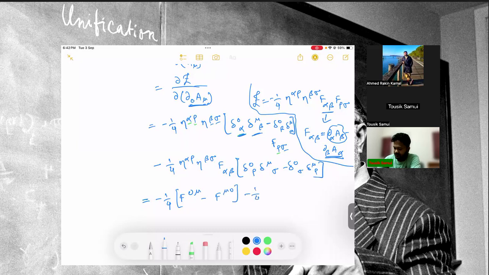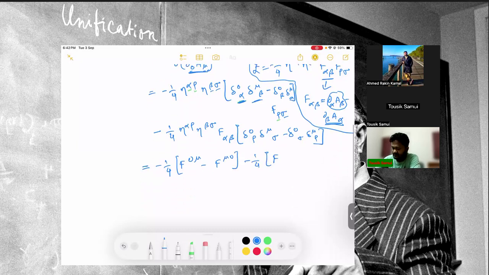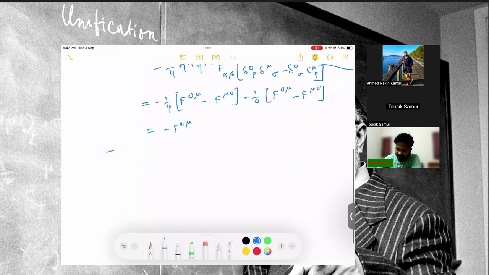Okay, and then 1 over 4, if here also we will have 0 mu, and if mu is 0, interestingly it will finally be minus f 0 mu. Now, if we see the 0th component of it, it's minus f 0 0, which is 0, and for i, which goes from 1 to 3, it's minus f 0 i, and if we remember the expression, it's nothing but the electric field.